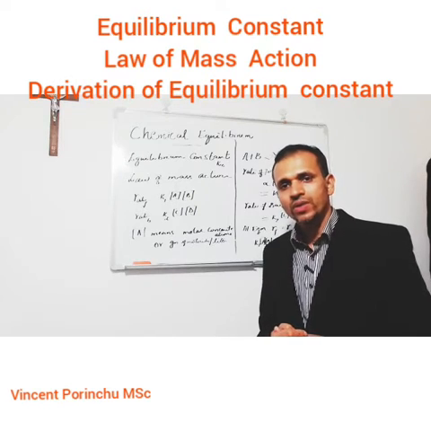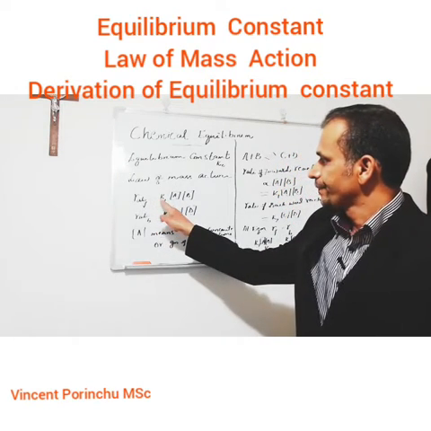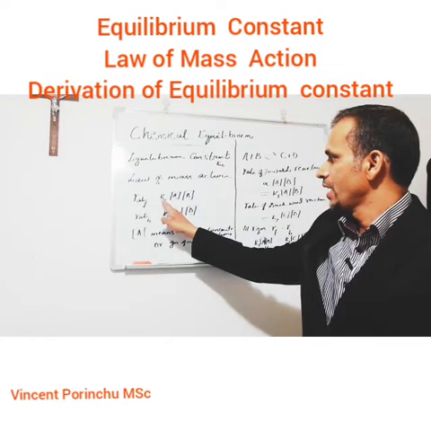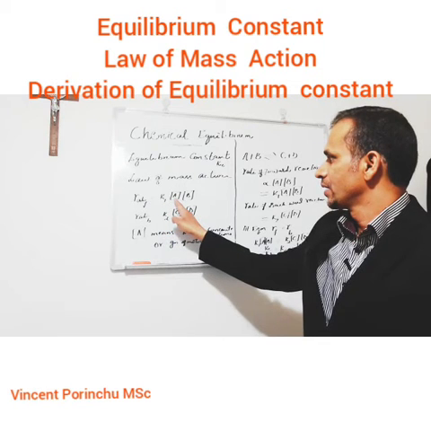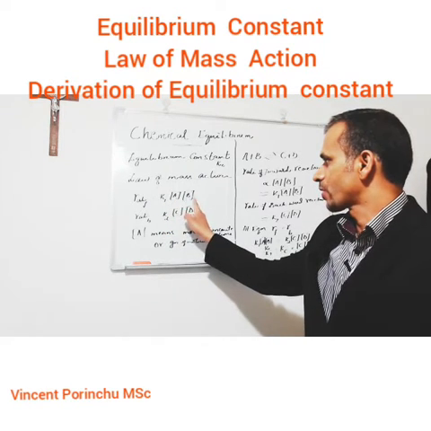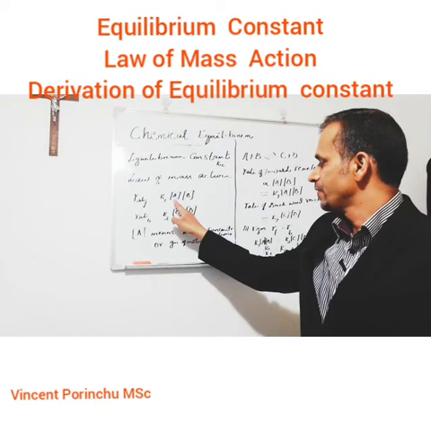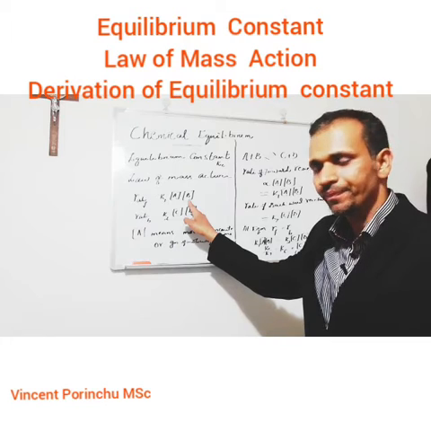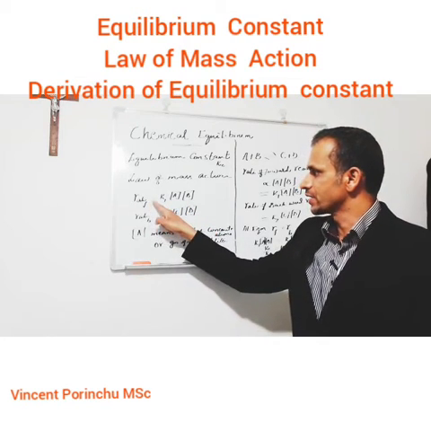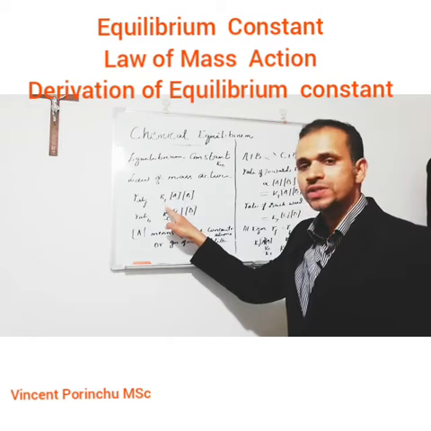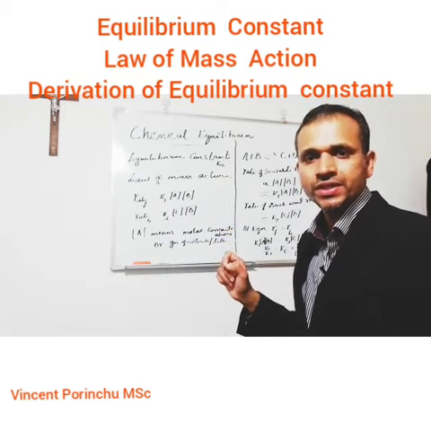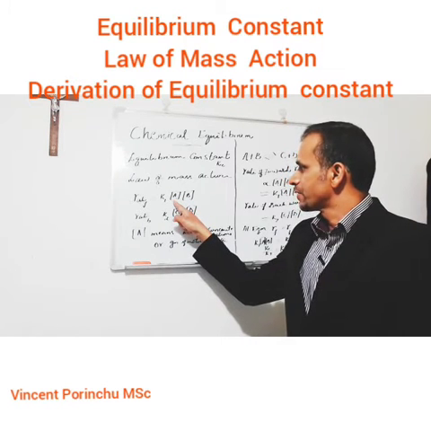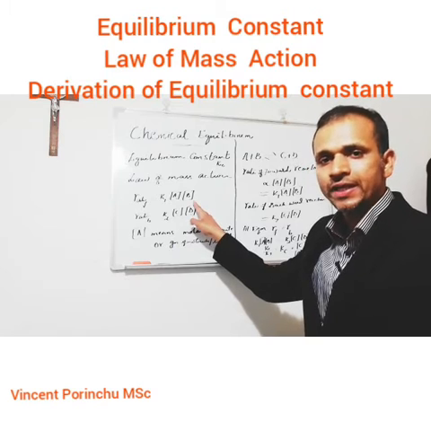So the rate of the forward reaction, according to the law of mass action, is equal to a constant multiplied by the product of the active mass of reactant A and the active mass of reactant B. So the rate of the forward reaction is equal to K1, a velocity constant, times the product of the active masses of A and B.